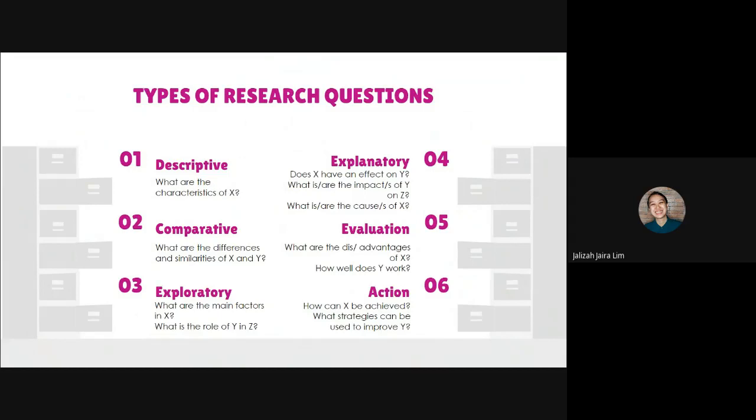On the other hand, we also have your explanatory research questions. For explanatory research questions, the keyword is we're trying to explain. So we're trying to take note if two factors have a cause and effect relationship. We are focusing on the cause and effect relationship of two certain subjects. The whole nature of the question is causal. We're looking for the cause of something. So for example, does X have an effect on Y?